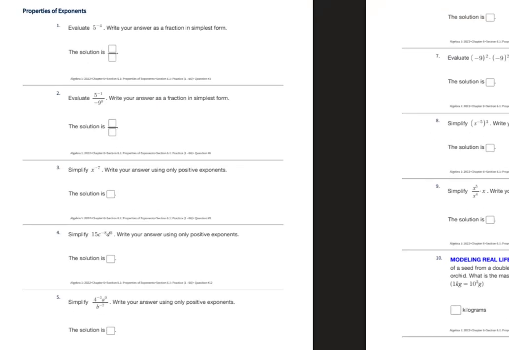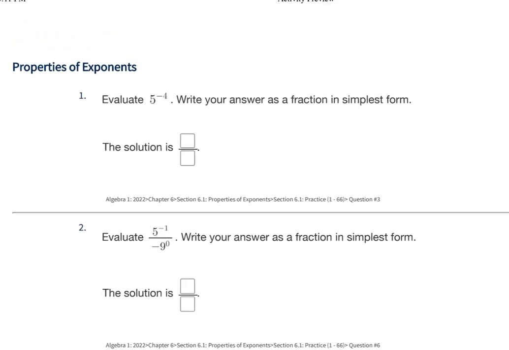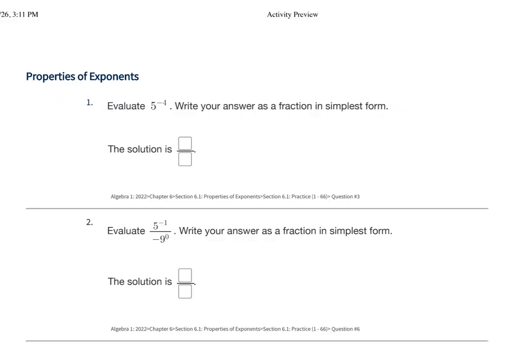Here we go. Properties of exponents. Number 1, evaluate 5 to the negative 4 power. Write your answer as a fraction in simplest form. That would be 1 over 5 to the 4th power, which, if it wants that as an answer, is 1 over 625. If you don't know why, negative exponents basically will flip into either the denominator or the numerator.